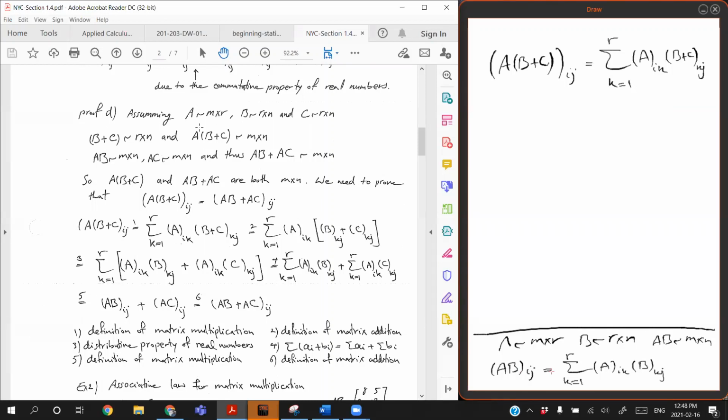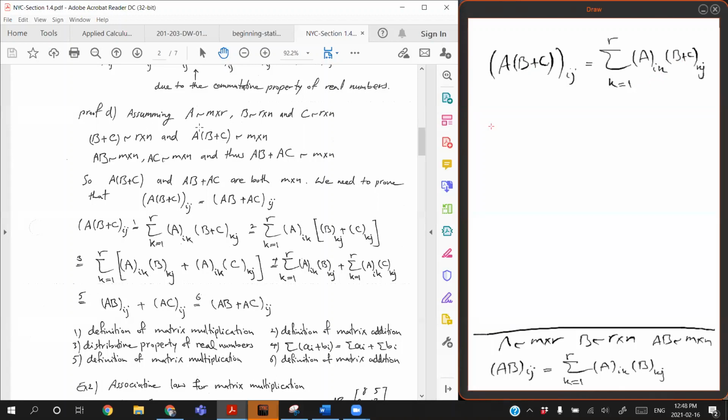So when you compare this one and this one, the only thing that I'm doing here is that the B has been replaced with B plus C. That's the only difference. Here I had only B, but now I am multiplying matrix A by the entries of matrix B plus C. So that's why I have B plus C here. Is that clear? So this step is just due to the definition of matrix multiplication.